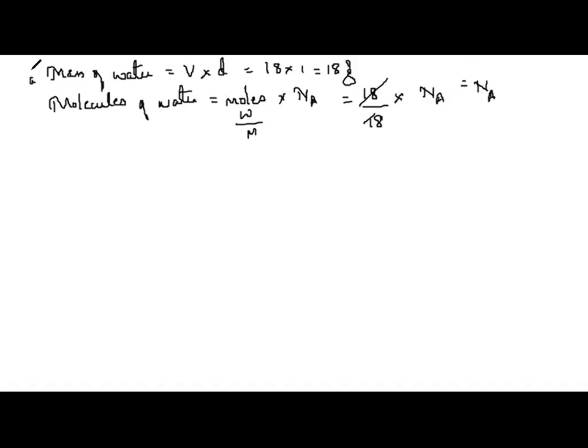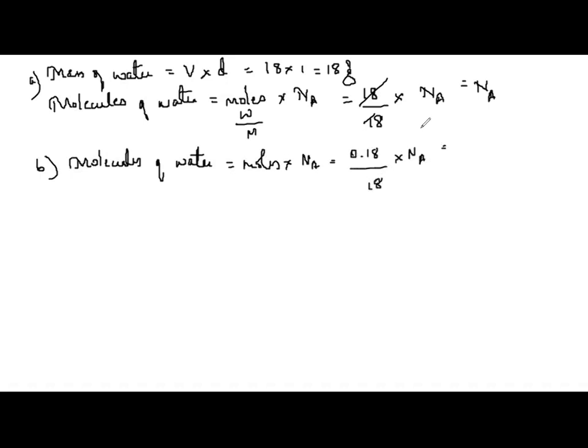This is option A. Option B. Molecules of water is equal to moles into Avogadro number again. So moles here, how many? Have they given us moles? No, they have given us grams. So when I write moles into Avogadro number, they have not given us moles, but I know the amount. So it is 0.18 divided by 18 into Na. Yes, this is the answer what we get. C option. Moles of water. They have given it in moles only, right?